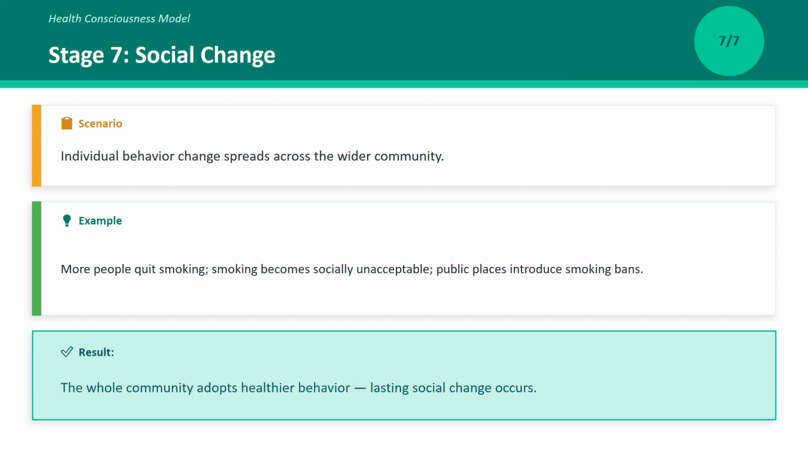Then comes the last stage, which is social change, where individual behavior change spreads across the wider community. For example, more people quit smoking and smoking becomes socially unacceptable. Public places introduce smoking bans. The result is the whole community adopts healthier behavior. Lasting social change occurs now.